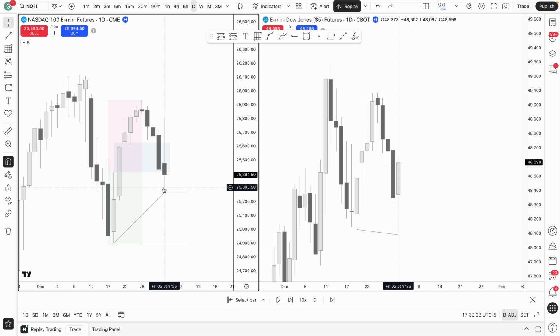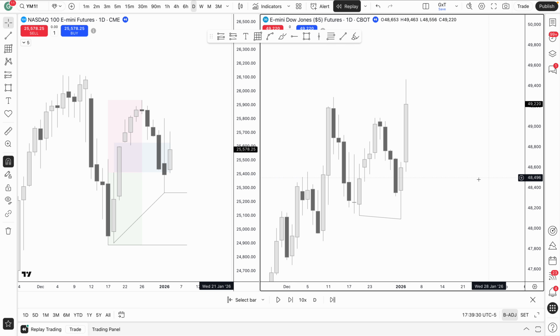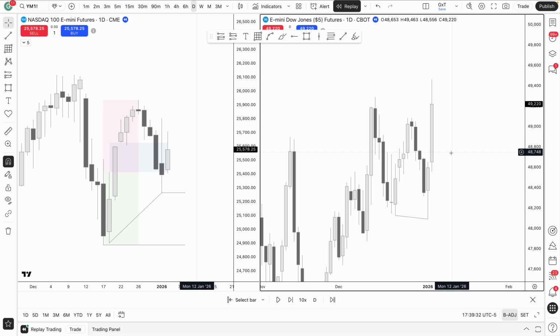So we have a two-stage cracking correlation on the daily. This is why you could have traded Monday higher. It's really hard to get in though, to be honest, on this Monday. But it's important what Monday did, all right? So that's what I wanted to go over here.